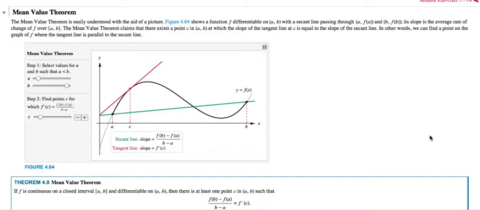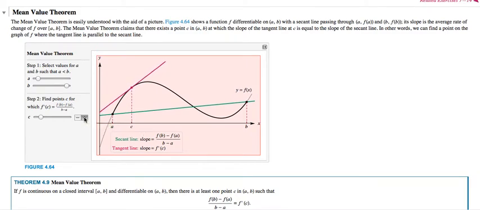The mean value theorem states that there must be some point C at which the slope of the tangent line at C is equal to the slope of the secant line. Basically, we have to be able to find some point on the graph where the tangent line and the secant line are parallel. So here we can see by moving C between A and B, we can eventually find a point at which we believe our tangent line and secant line are parallel.